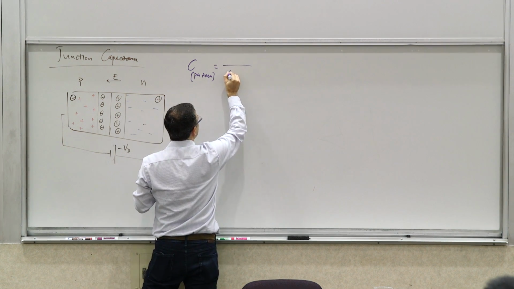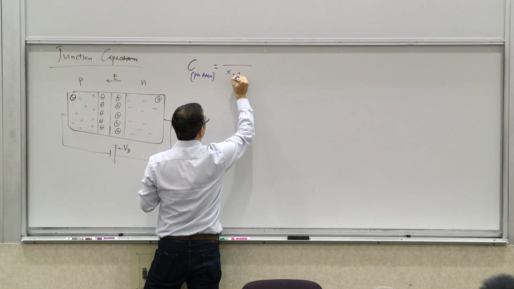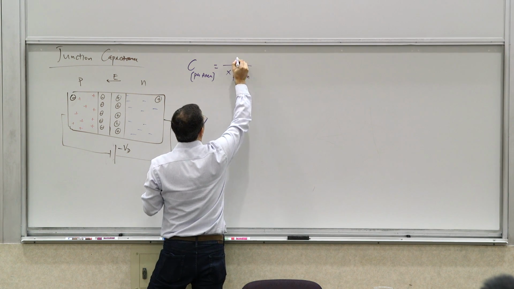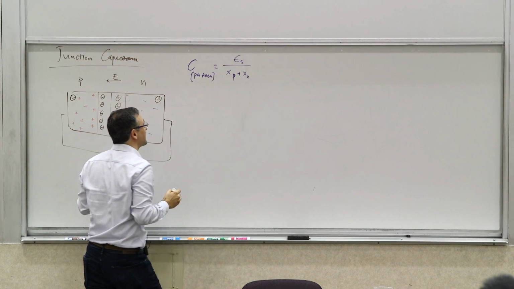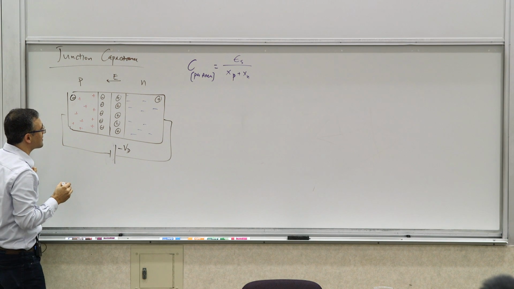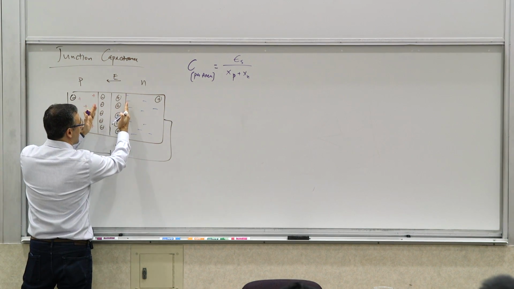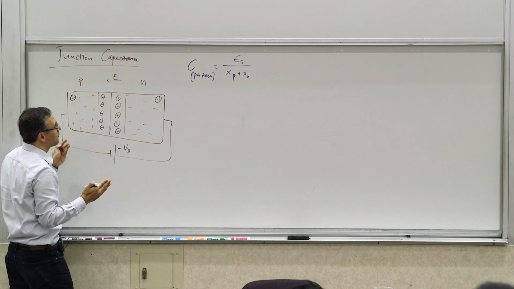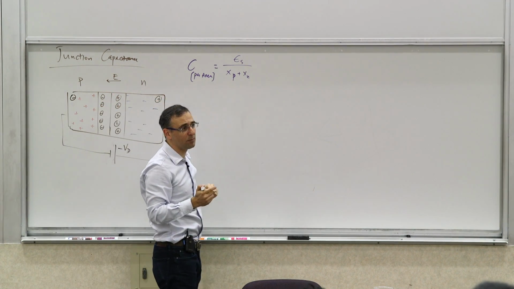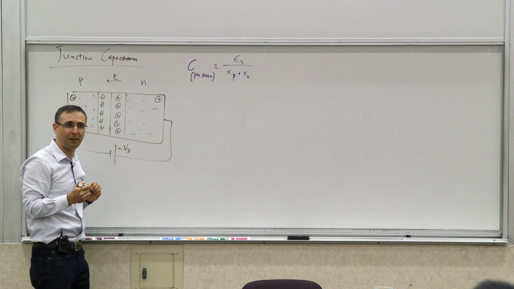So let's call that spacing xn plus xp, or xp plus xn. And epsilon s is the semiconductor dielectric constant. So the total capacitance would be epsilon times area divided by the spacing. Now if I do it per unit area, it would be epsilon divided by the spacing of this capacitance.